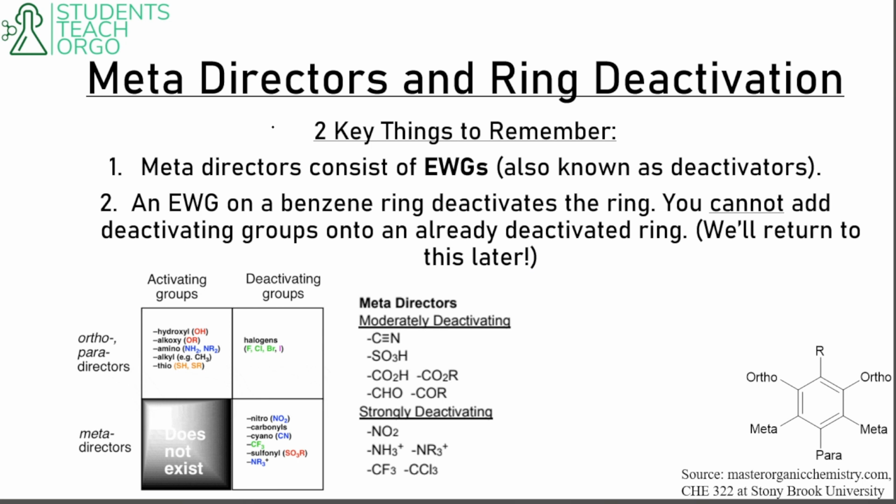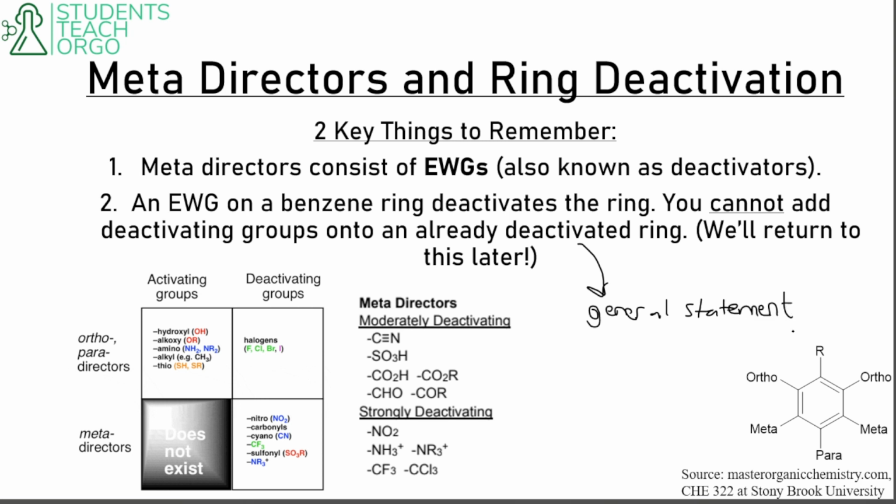All right, let's talk about meta directors and ring deactivation. Two things to remember. Meta directors are your electron withdrawing groups. They're also known as your deactivators. An electron withdrawing group on a benzene deactivates the ring. You cannot add deactivating groups onto an already deactivated ring, but this is a general statement. So this statement doesn't apply to every single case.